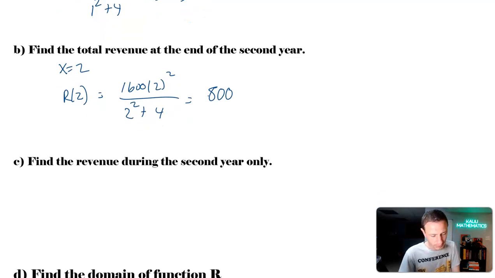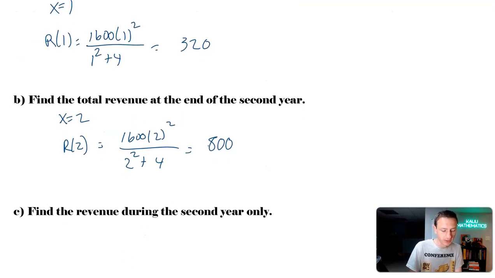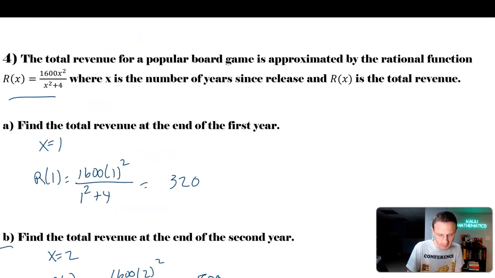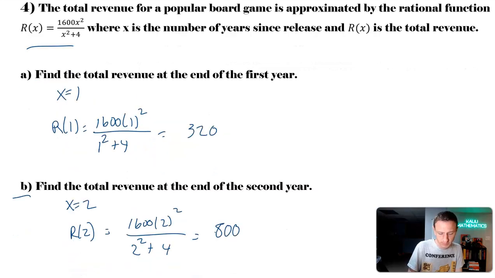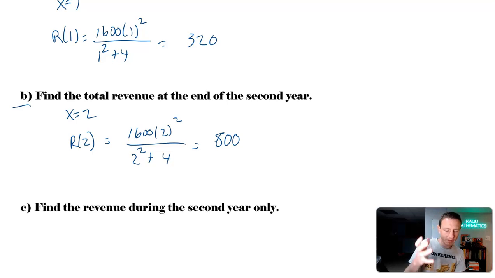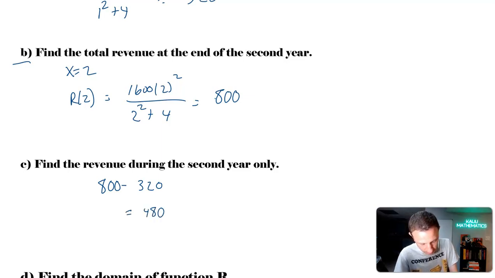Part C, find the revenue during the second year only. So this function represents the number of years since release. So part B says after the second year, which is 800. So I think this is supposed to be millions or something, or thousands. I don't know. It doesn't say. So at the end of the second year, they have 800, but that's including the first year. So what is it for the second year only? Well, we have to take year 1 and subtract it from year 2. So we're going to do 800 minus 320, which is going to be 480. So in the second year only, they made 480.